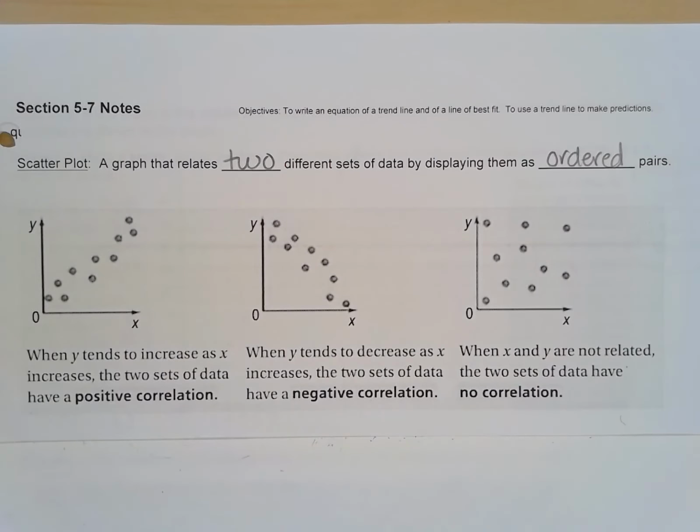This is Chapter 5, Section 7 Notes. Today we're going to talk about scatter plots. And a scatter plot is a graph that relates two different sets of data by displaying them as ordered pairs.